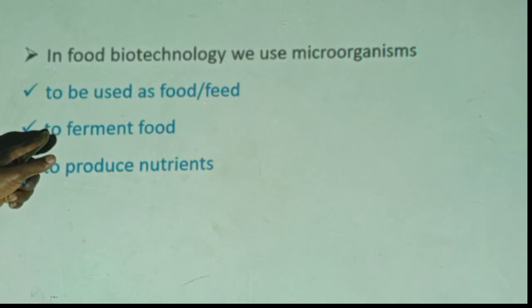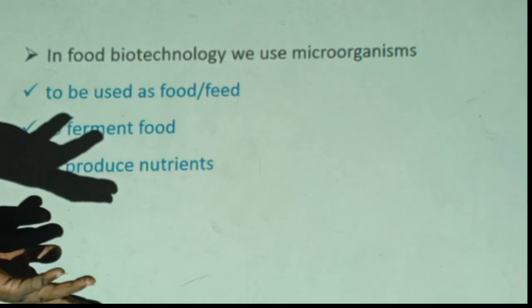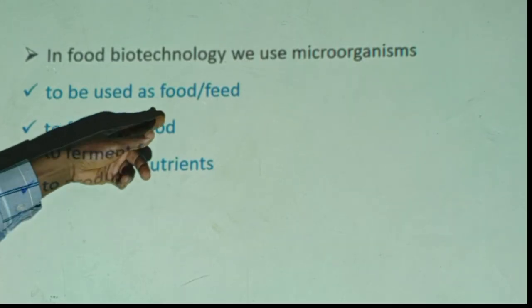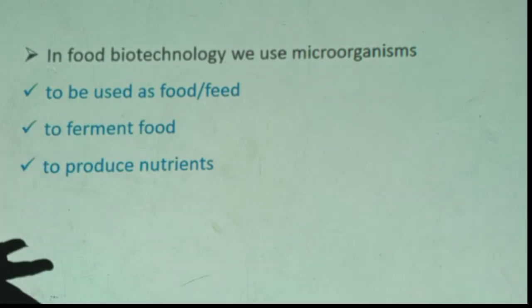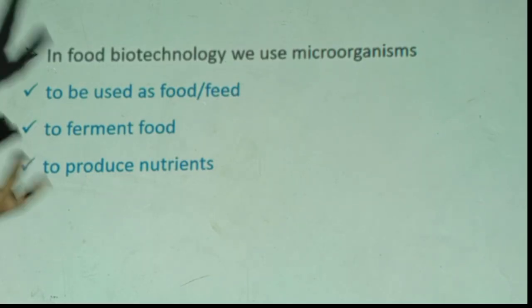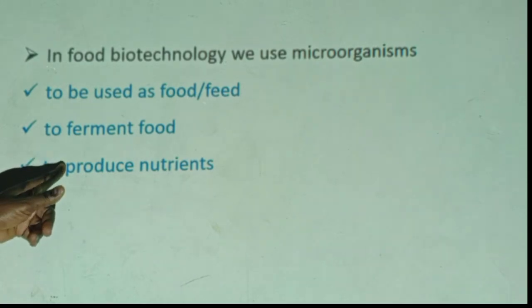The second is that we use microorganisms to act on our food to produce fermented food. I do have examples also. The third is to produce nutrients. You can multiply bacteria in a controlled environment in the industries by providing their food, suitable temperature, suitable pH, whatever they need. So they produce nutrients for you.